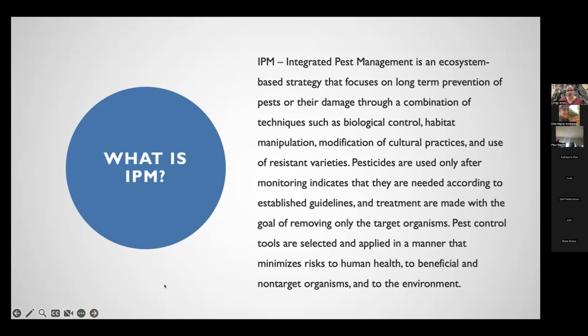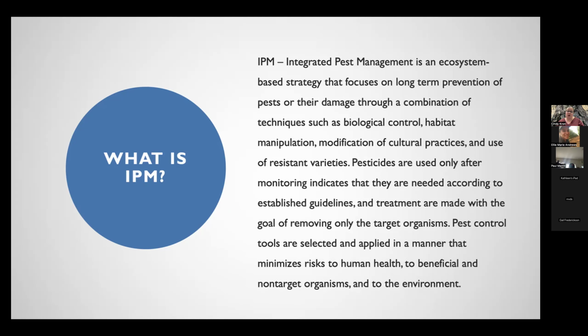It's a strategy that focuses on the long-term prevention of pests or their damage. So it's not, hey, what can we do to obliterate this insect right away and not care about anything else? It's more how can we prevent this from becoming a problem for the long term? Through a combination of techniques, and that's one thing about IPM, usually you have to use more than one technique. You layer these techniques so that they have a combined effect. These techniques include biocontrol, habitat manipulation, modification of cultural practices, and use of resistant varieties.